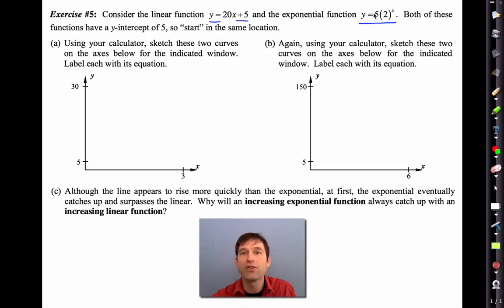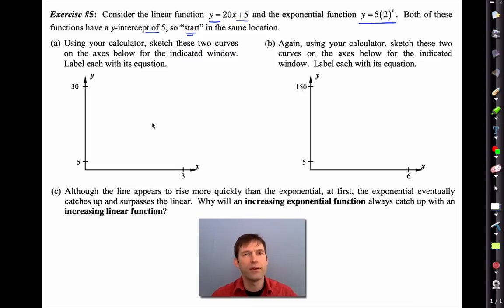The exponential function, y equals 5 times 2 to the x. Notice both have y-intercepts of 5, so they start at the same location. We're not going to be worried about any negative x values here. We're going to let them start at x equals 0 and see what happens. And what I'd like you to do is investigate what both of these graphs do in sort of different windows, if you will.